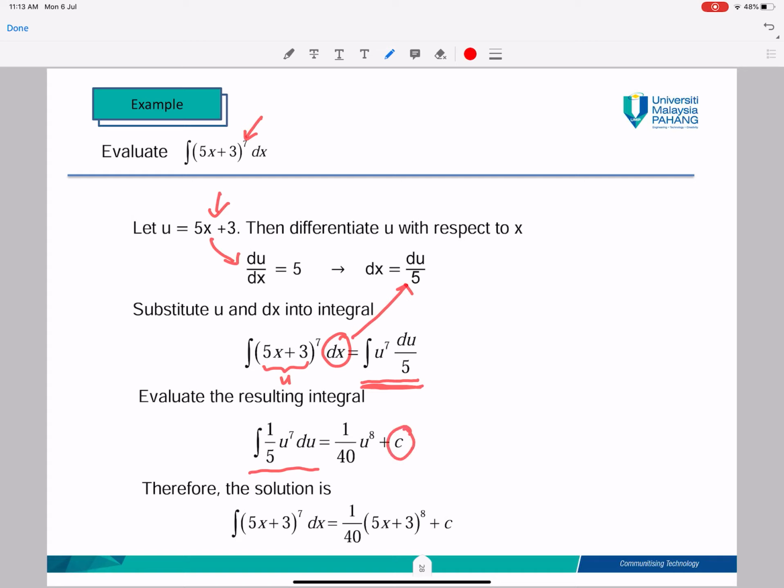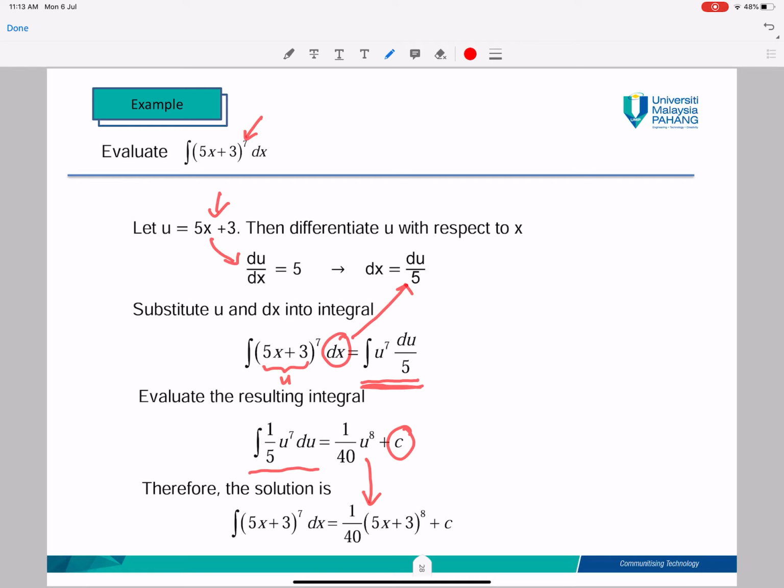Okay, don't forget the constant whenever you give the result of your integral. And then finally, you will rewrite this in terms of x. Okay, we want to go back to the original variable of the function, where in this case, it is in terms of x. So we know just now that u is equal to 5x plus 3. So we substitute u equals 5x plus 3. Therefore, we get the final answer, which is 1 over 40 times (5x plus 3) power of 8 plus c.